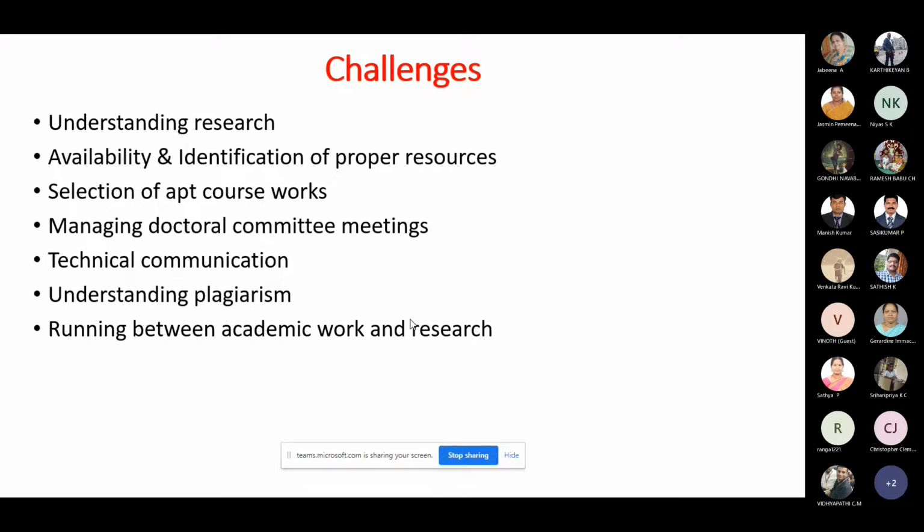I'm trying to de-link research from the PhD alone. Research is for everyone. Even a person who is teaching also needs some research for understanding a concept.